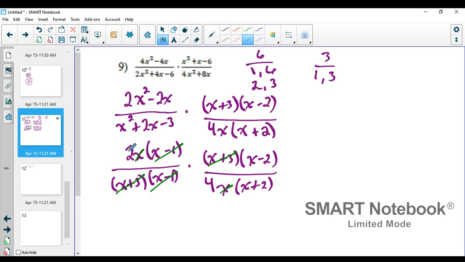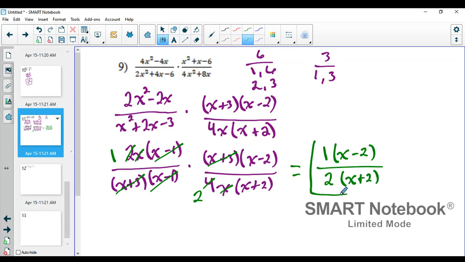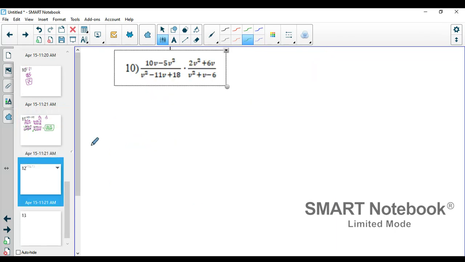And then we can simplify 2 over 4. So 2 over 4 simplifies to 1 over 2. And now what we're left with is 1 times x minus 2 over 2 times x plus 2. And that is our final answer. All right, moving on to the last one.